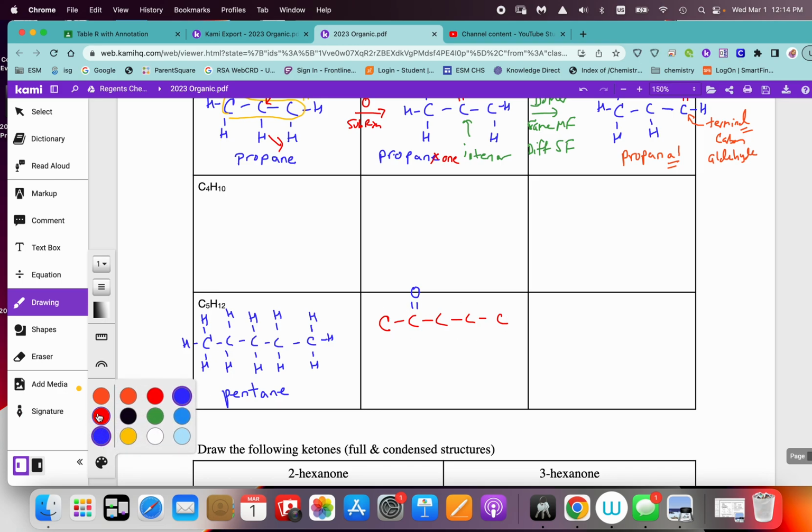I'm going to draw another structure. 1, 2, 3, 4, 5. This is on carbon 2. Now I'm going to move it one place to the right.